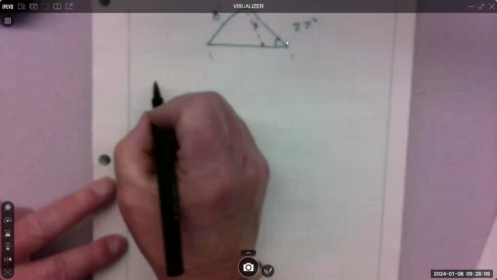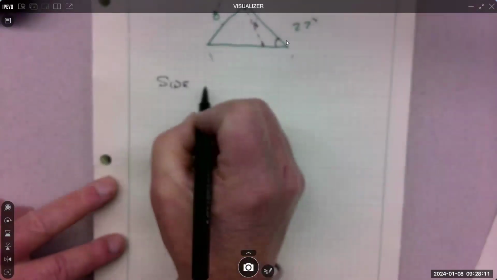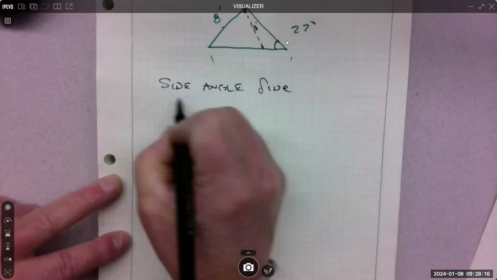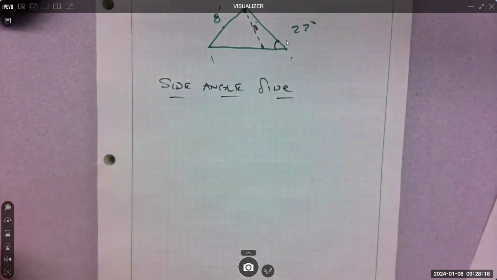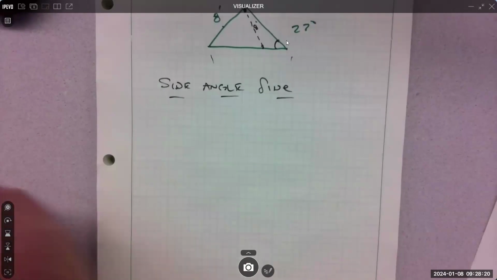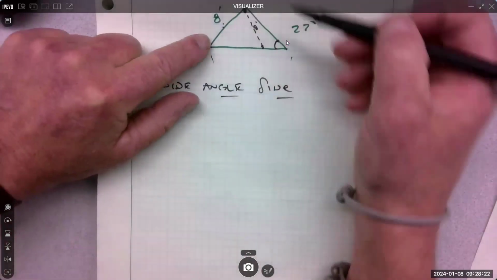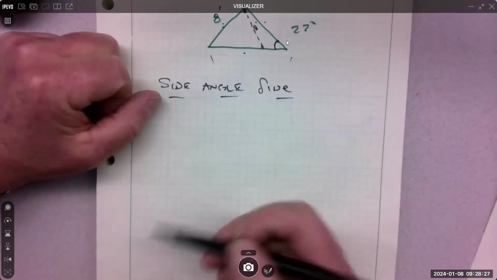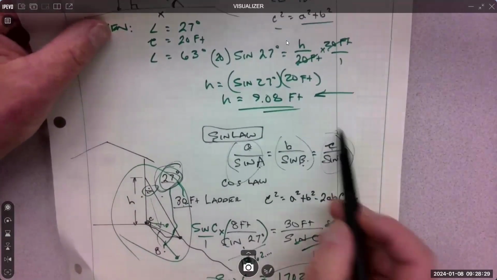So there's something called side, angle, side. And that's what you have to have. You have to have side, angle, side, meaning that we got to know the side, the angle, and the side. And then that works with the sine law.